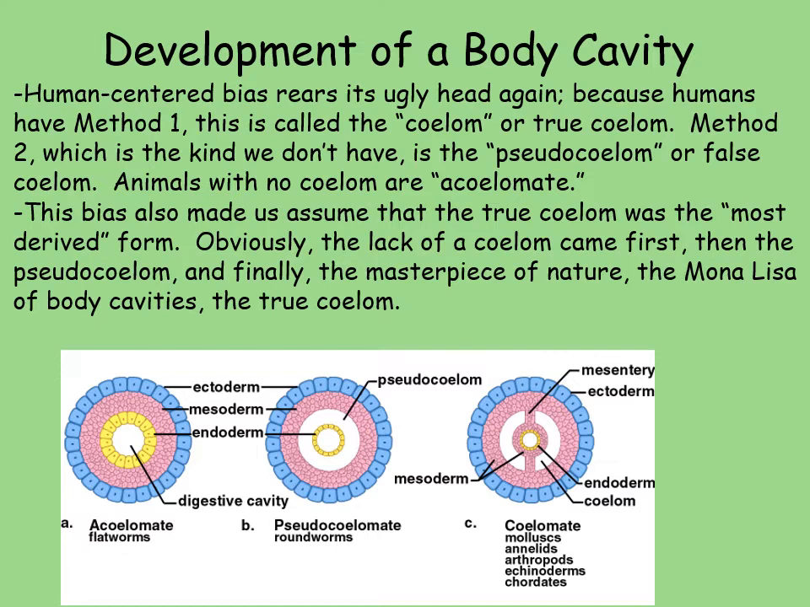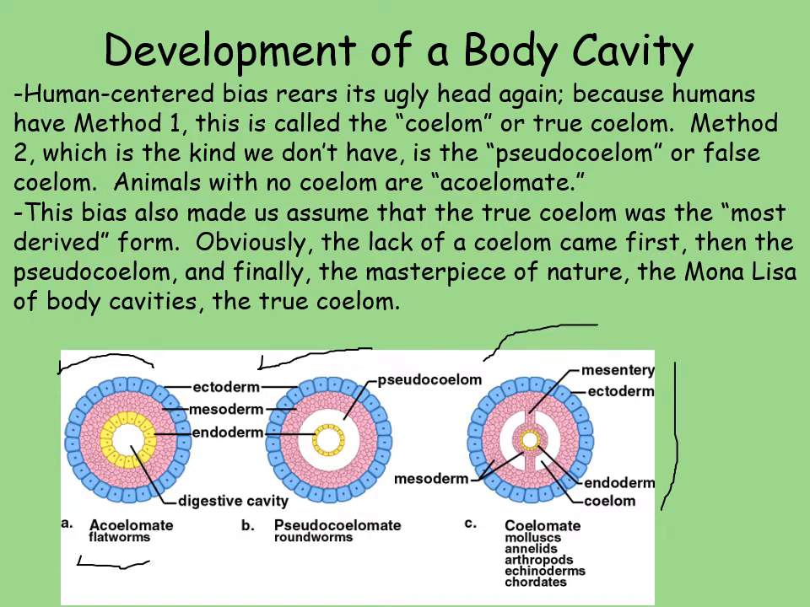So this bias is important because it led to a lot of biologists assuming that this true coelom, like we have, was the most derived form. The way that they thought about this was that, well, of course, the lack of a coelom came first. So that would mean that groups that don't have a coelom, like flatworms, are generally more primitive. Okay. Then you have the pseudocoelom evolving next, like you'd find in roundworms and rotifers. And then finally, the masterpiece of nature, the Mona Lisa of body cavities, the true coelom.